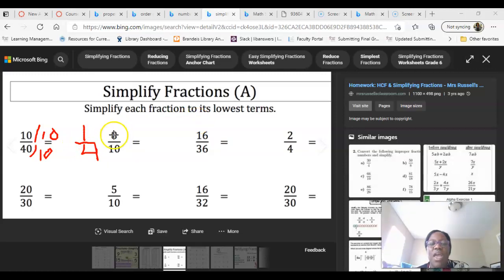Okay, and then 8 divided by 10. In my mind, I say the biggest I can take out of it is 2. So 8 divided by 2 and 10 divided by 2 is the same as 4 over 5.